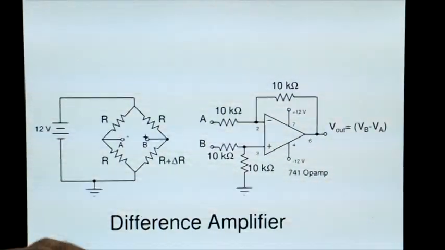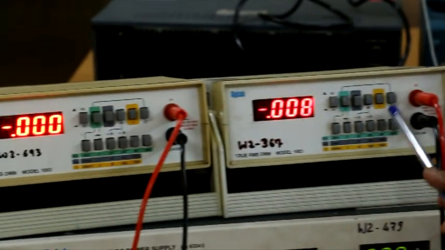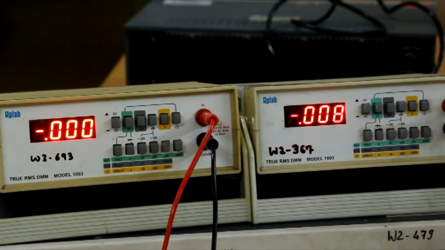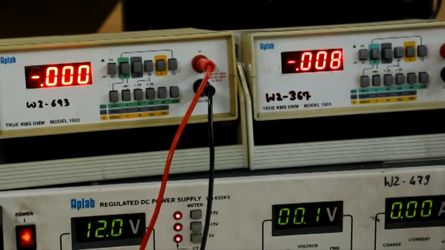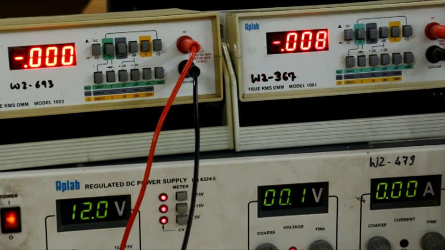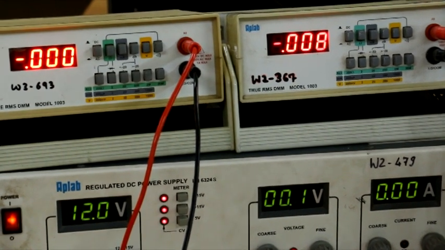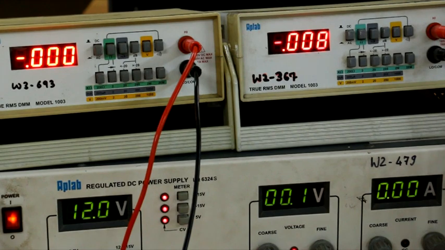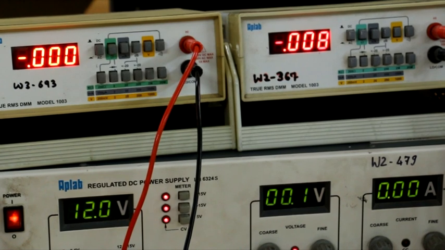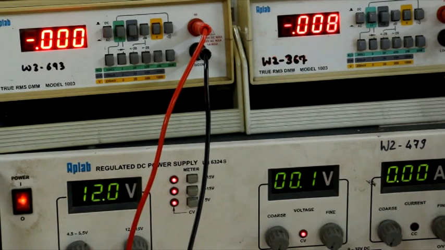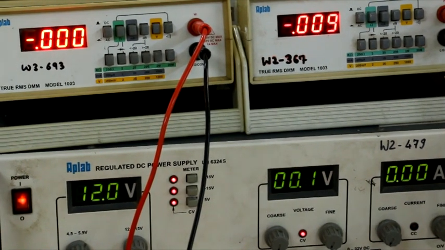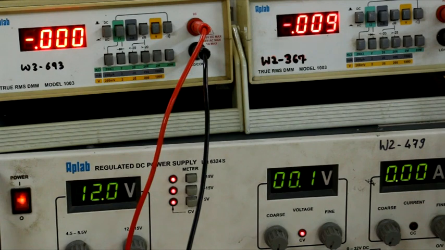Right now you can see that the right side digital multimeter is showing the output, and the left side is showing the differential voltage. The differential input voltage is 0 and the output is ideally 0, but you can see it's 0.008. So what is the common mode gain? The common mode gain is the output, which is 0.008, divided by the input, which is 6 volt. So that would be roughly about 10 to the power minus 6, roughly. That is the common mode gain.